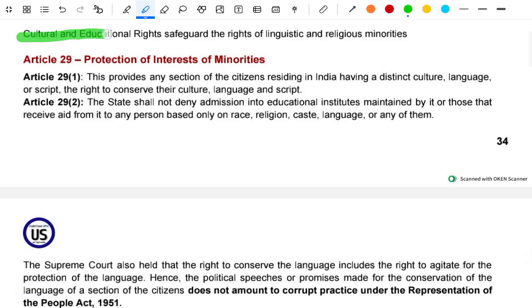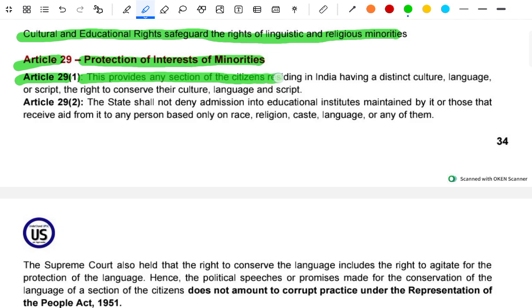Cultural and educational rights safeguard the rights of linguistic and religious minorities. Article 29: Protection of the interests of minorities. Article 29(1) provides that any section of citizens residing in India having a distinct culture, language, and script has the right to conserve their cultural and linguistic scripts.